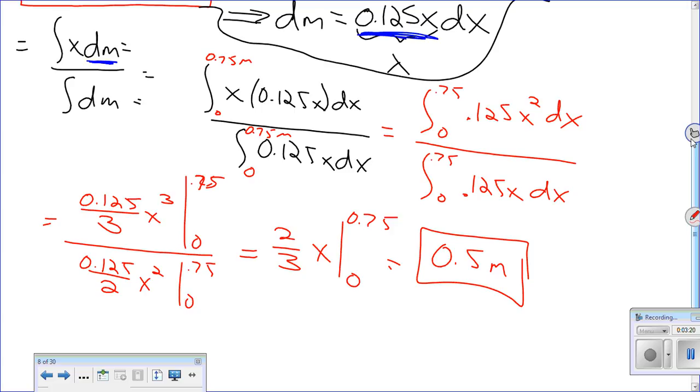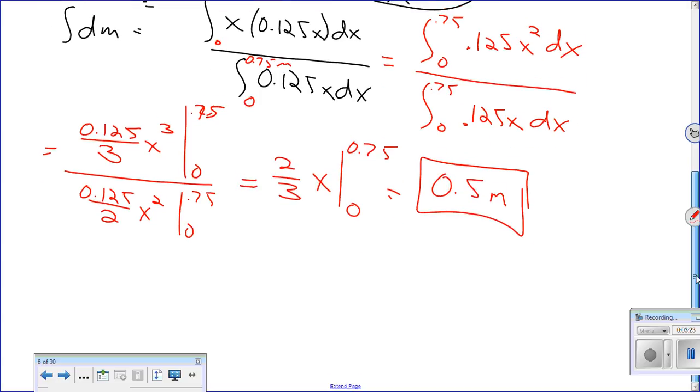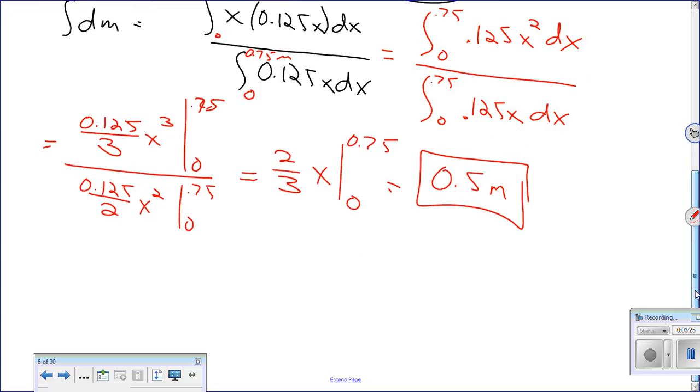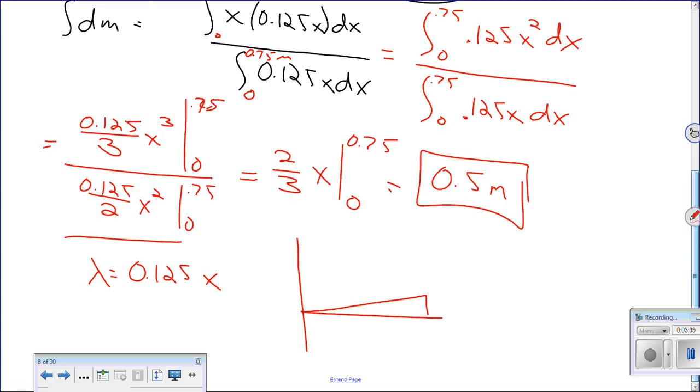All right. Now, I don't know if this will help you shed any light on this, but remember, our linear density was this, 0.125x, right? So if you were to graph that, it would just be a kind of a straight line, right? With a slope of 0.125, right? So here's 0.25, 0.5, 0.75. This is telling me that my center of mass is right there. Which kind of makes sense, right? It's closer to the heavy end, right?